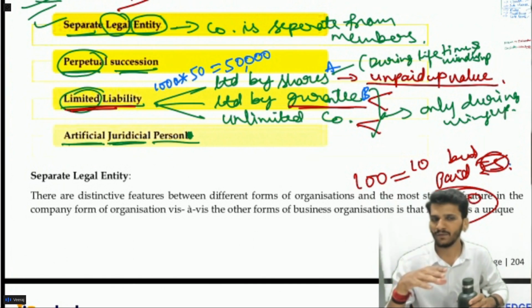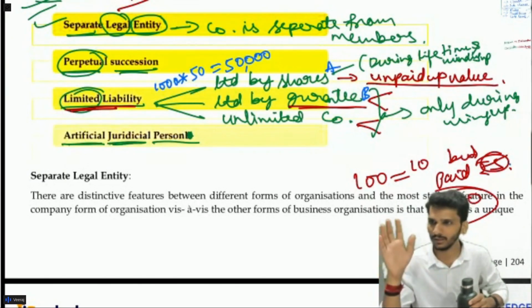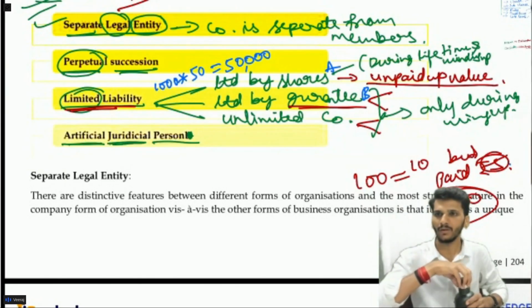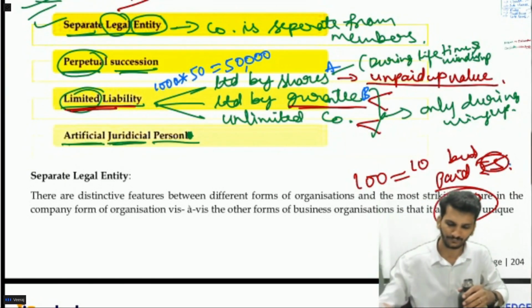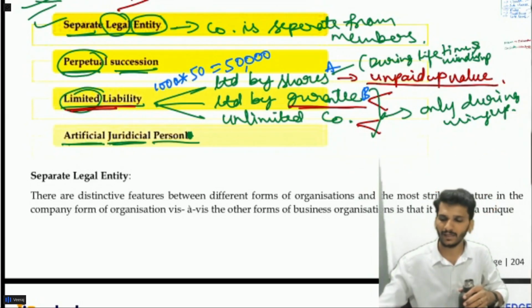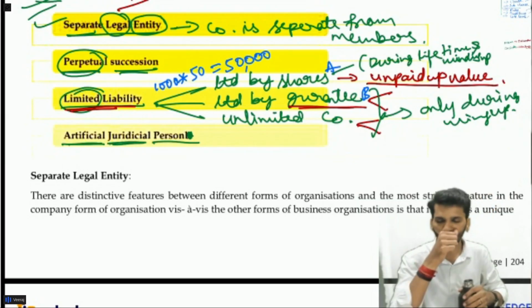Again, artificial juridical person. It is created only in the eyes of law, because of which it can only be wound up in the eyes of law. That is what you have to write, some 2 3 lines. You read, you will understand. Read line by line. Important. If you have any doubt, do ask.